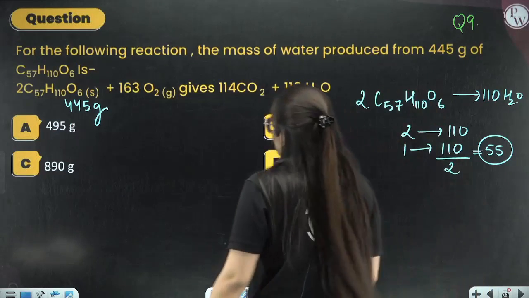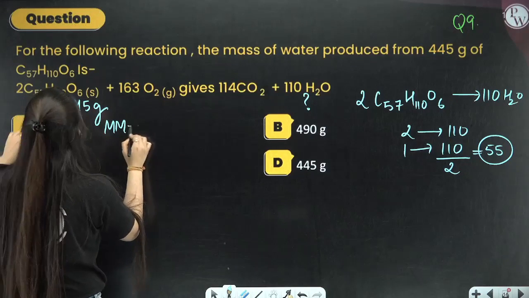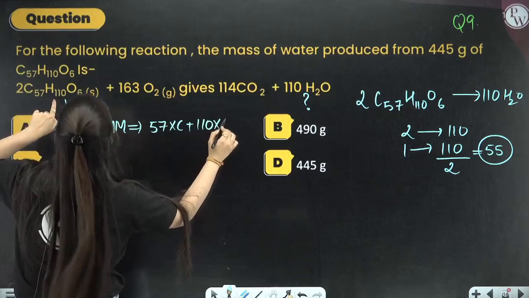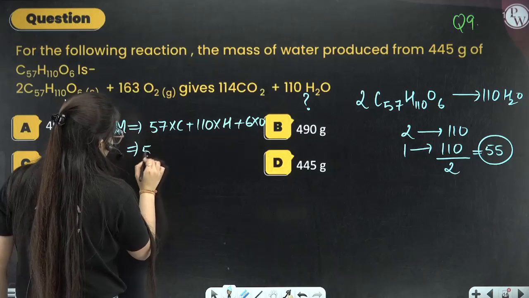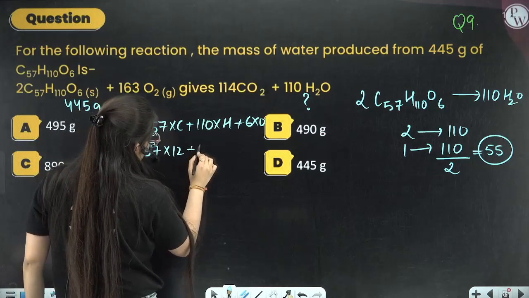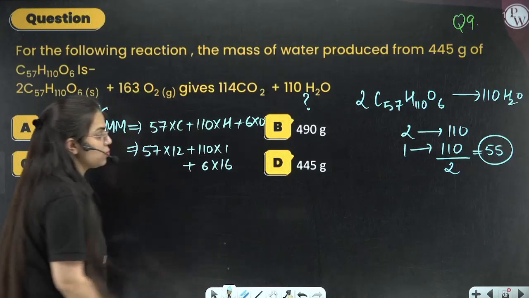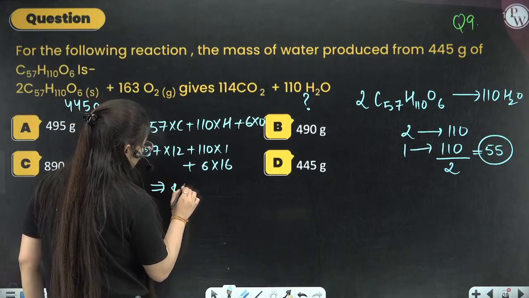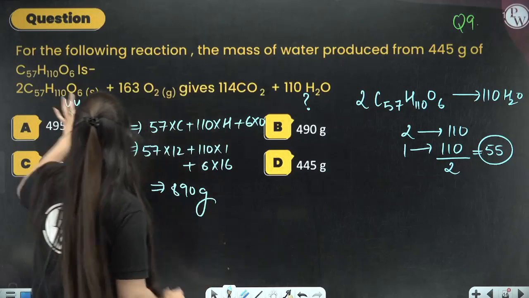Understand? Now, here they have given you mass. If I ask you what will be the molecular mass, you can calculate. It shall be 57 into carbon mass plus 110 into hydrogen mass plus 6 into oxygen mass. So it shall be 57 into 12 plus 110 into 1 plus 6 into 16, students. When you solve it out, it comes out to be 890 grams.